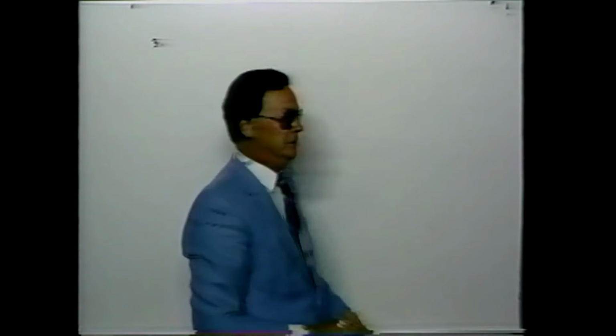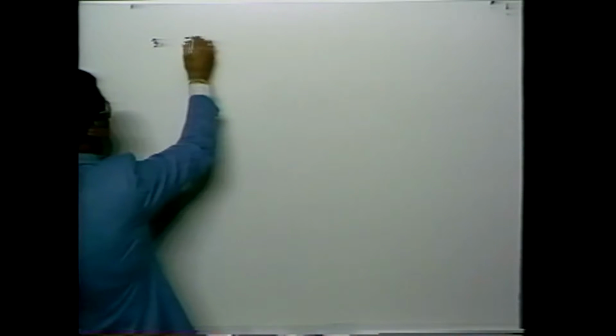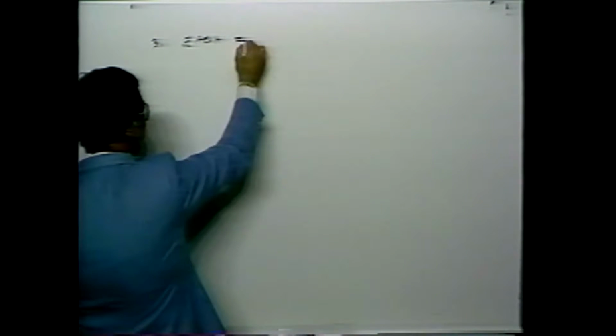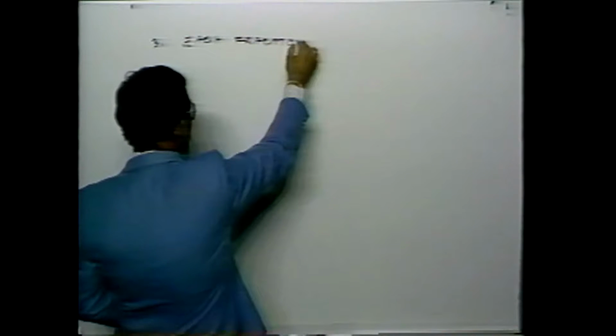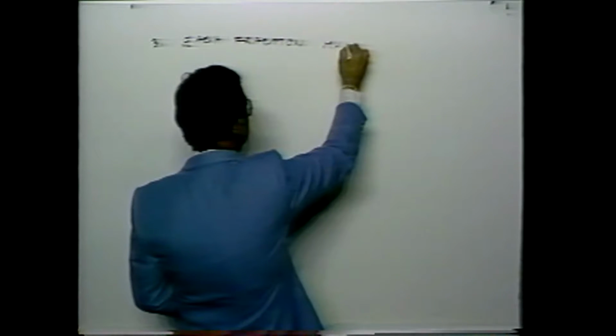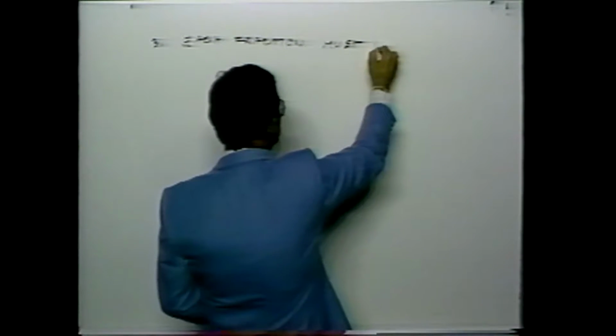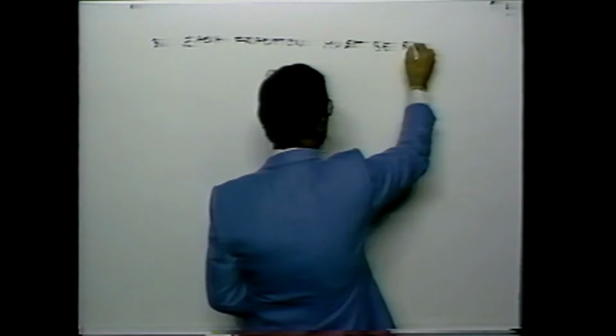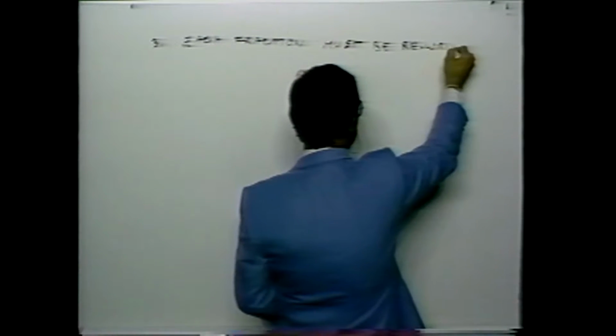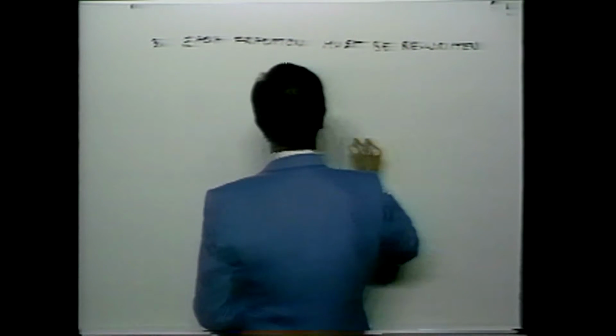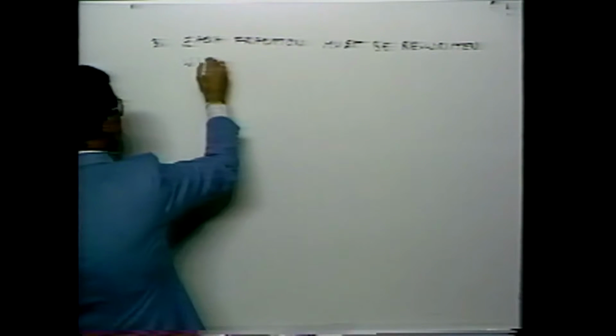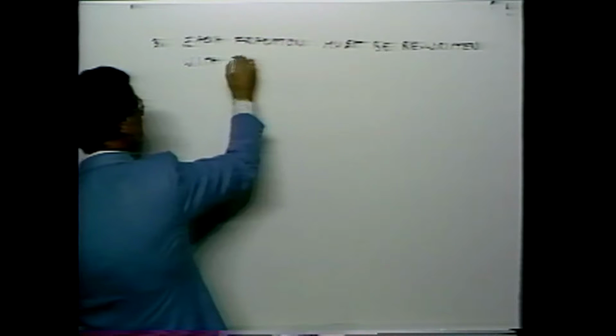Once you have the lowest common denominator, the point is that each fraction must be converted to another equivalent fraction with the same denominator. So each fraction must be rewritten with the LCD.